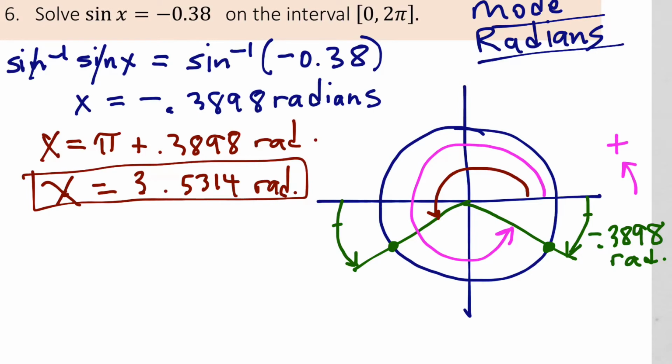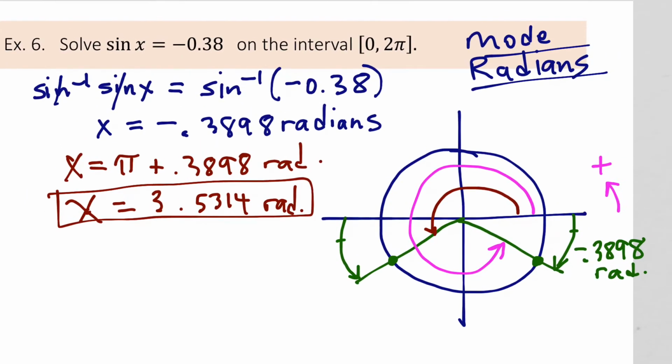If I look back up at my original problem statement, I'm asked to solve this equation on the interval 0 to 2 pi. If I put a decimal value for 2 pi in there, we can check against that to make sure I'm not outside that range. 3.5314 is within this range, so that takes care of the red one.